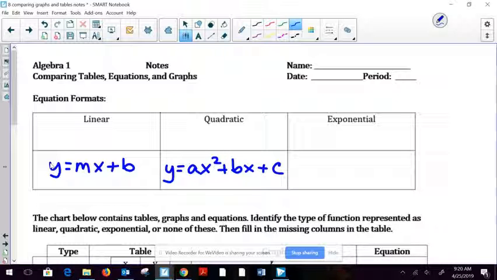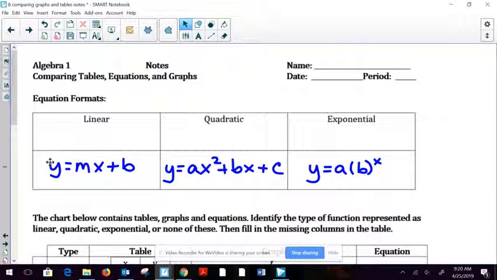And then our third and final type of equation that we've talked about this school year is exponential. And this is where x is the exponent. So you might have something like y is equal to a times b raised to the x power. So those are the general forms of the equations.